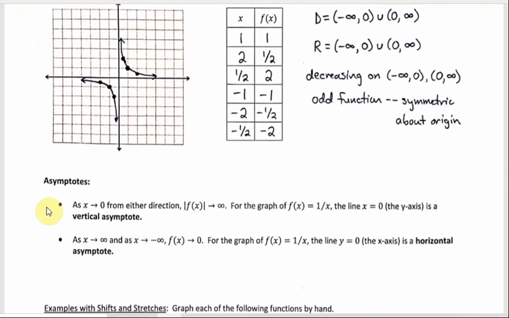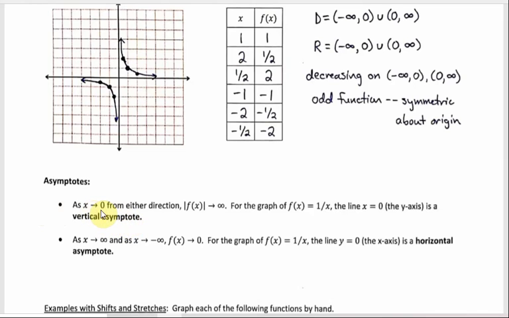Then this is a new concept, and it's going to show up a ton in this section. Although I guess it also showed up a little bit in chapter 6, because the natural log and exponential functions have these, but this is going to be a lot more common now. The idea of an asymptote.